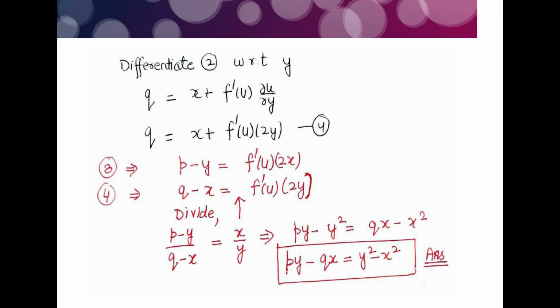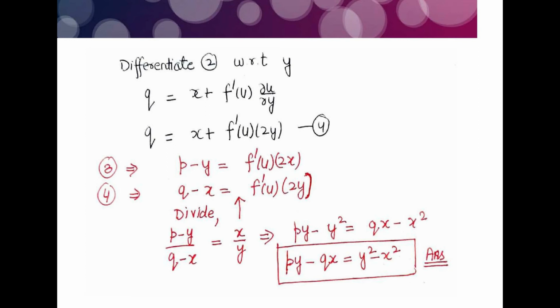Now start with equation number 2 again. Differentiate with respect to y. We have q equal to x plus f dash u, derivative of u with respect to y, and derivative of u with respect to y is 2y. So finally we have equation number 4.